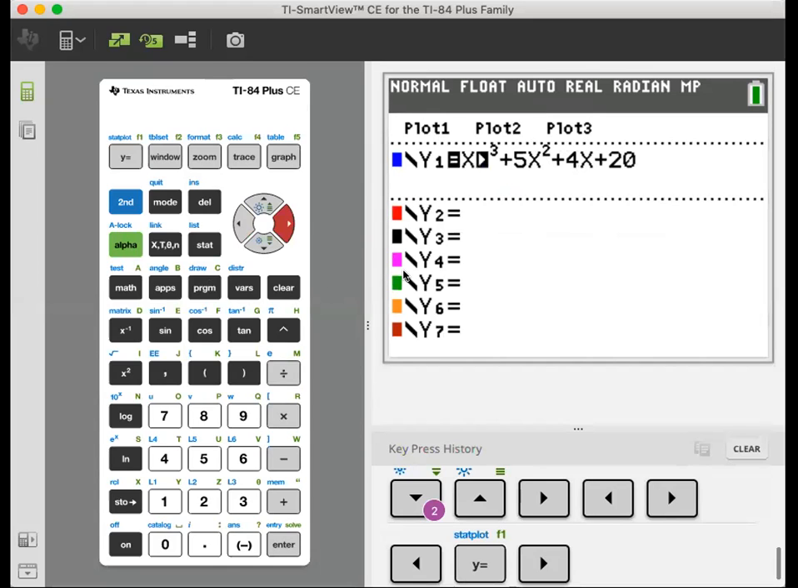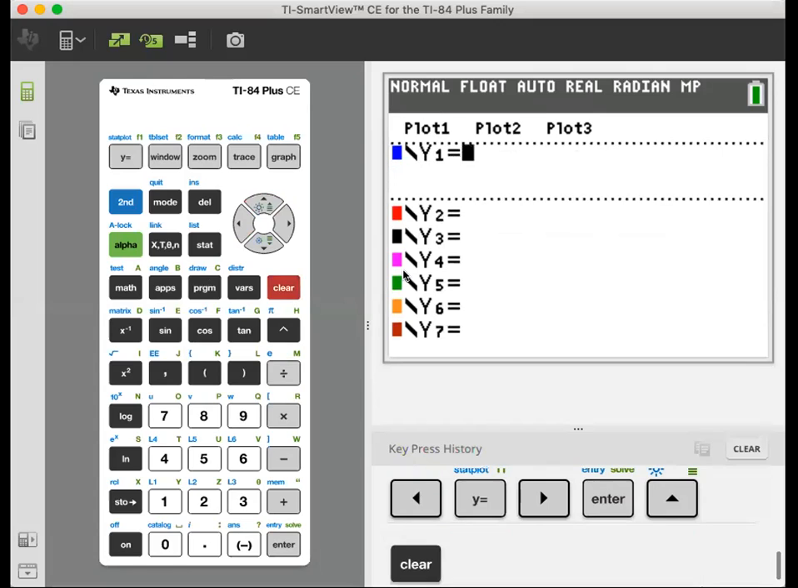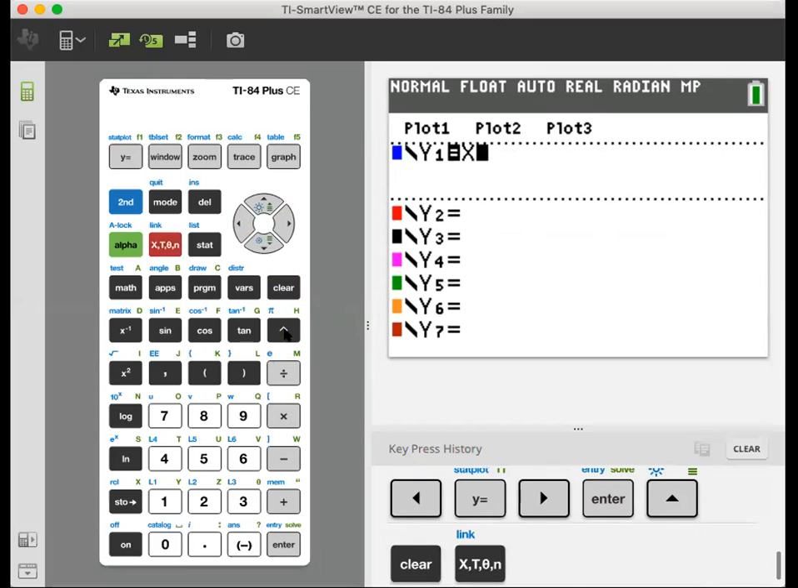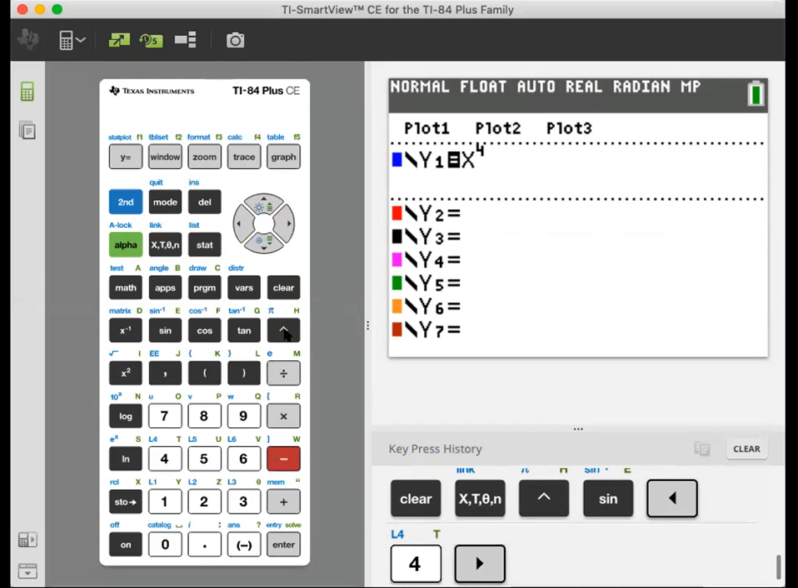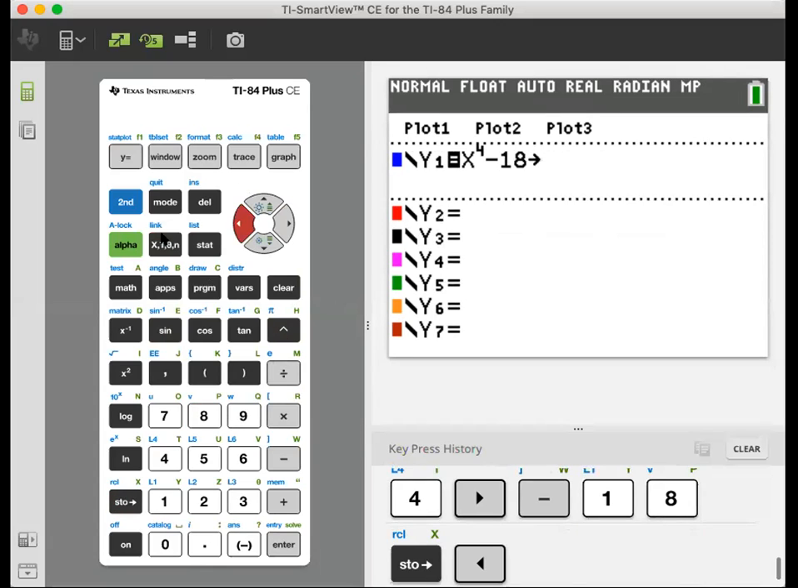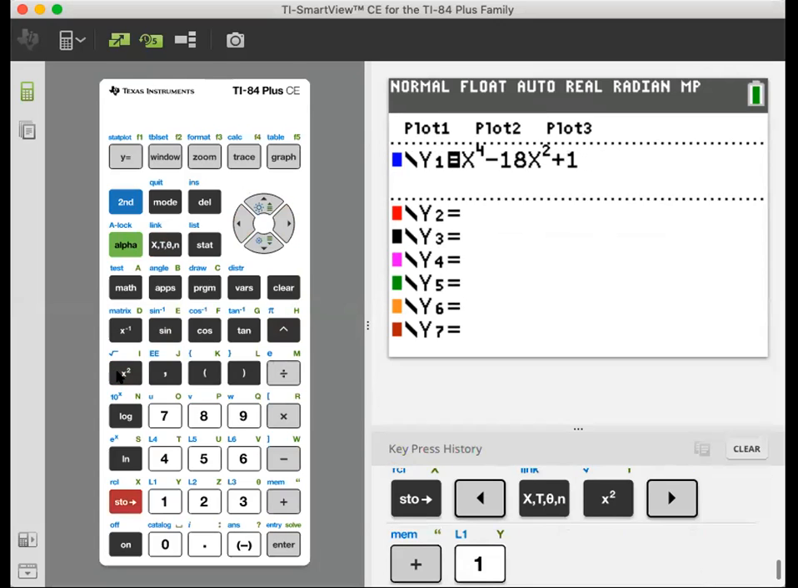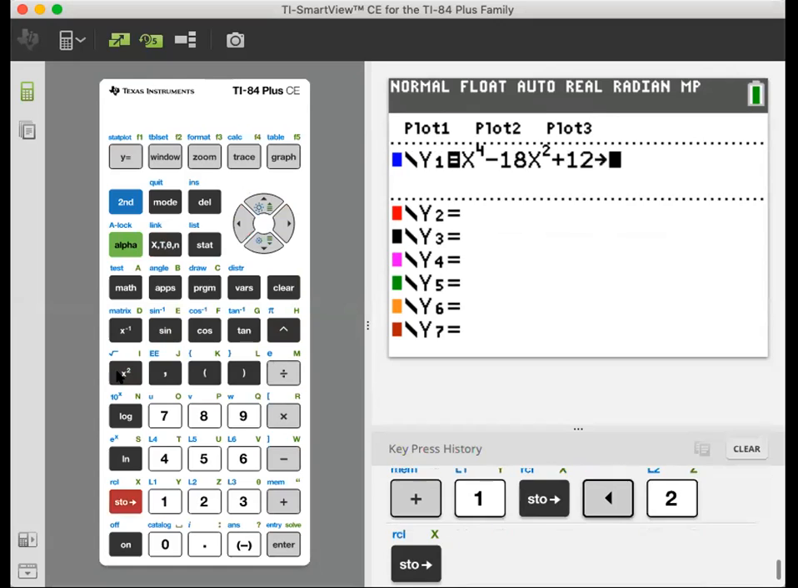I'm going to clear this out and start typing it in. So we're going to have x to the fourth, minus 18x squared, plus 12x, and then last but not least, plus 80. Okay? So x to the fourth minus 18x squared plus 12x plus 80.